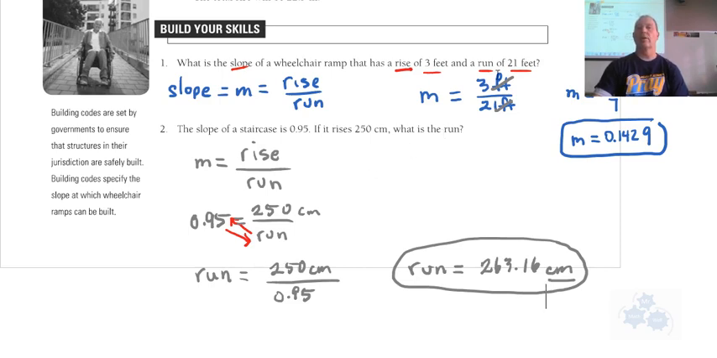Well, if things cancel out like in A or in number 1 here, then there's no units. But you see, centimeters doesn't cancel out with anything here. So then you have to have centimeters as part of your answer. If you had the run of just 263.16 without units, don't get full credit. Has to have the units attached, okay?